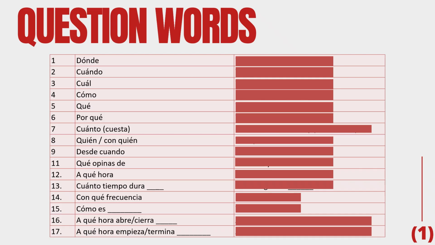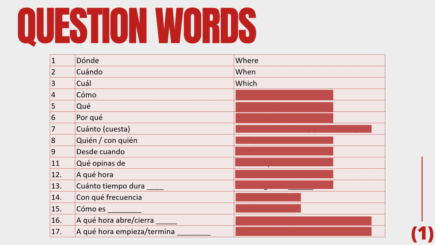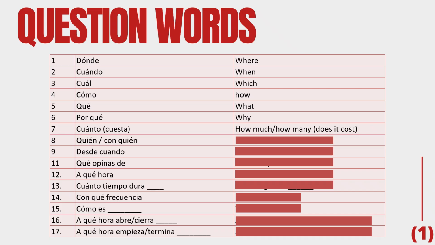Right, so ¿dónde? Where. ¿Cuándo? When. ¿Cuál? Which. ¿Cómo? How. ¿Qué? What. ¿Por qué? Why, which we all know. ¿Cuánto? Is how much or how many. We often see it in the context ¿cuánto cuesta? So that is the question, how much does it cost? ¿Quién or con quién? Who or with who?